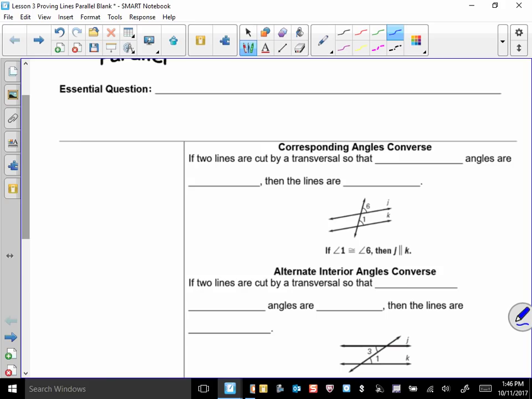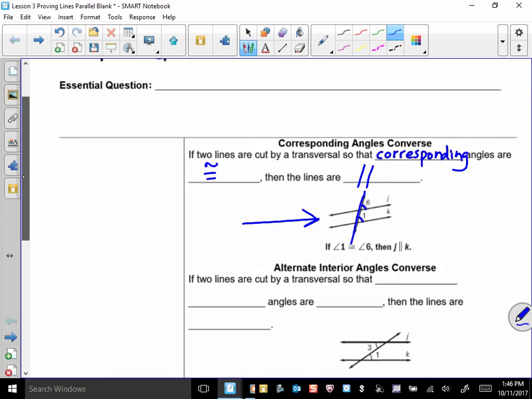So the first one is the corresponding angles converse, and it says if two lines are cut by a transversal so that corresponding angles are congruent, then the lines are parallel. Okay, so the picture is we have these two lines here. They're cut by this transversal, and they're telling us that angle 6 is congruent to angle 1. And since those are corresponding angles, I could then conclude that line J is parallel to line K.